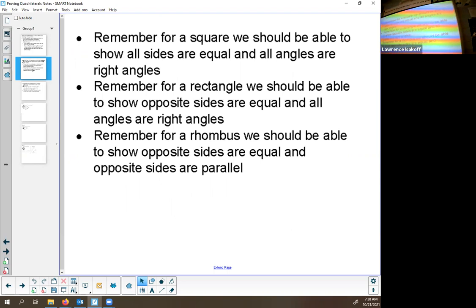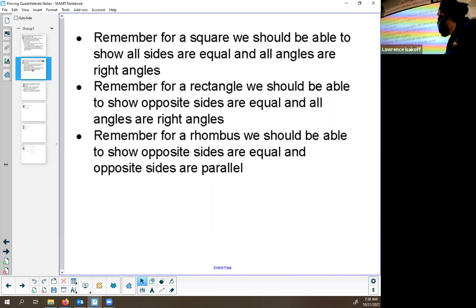So some things to remember here. Remember, for a square, we should be able to show that all sides are equal and all angles are right angles. So that's going to involve both using the distance formula and the slope formula. We'll look at that in action. Remember, for a rectangle, we should be able to show that opposite sides are equal and all angles are right angles.